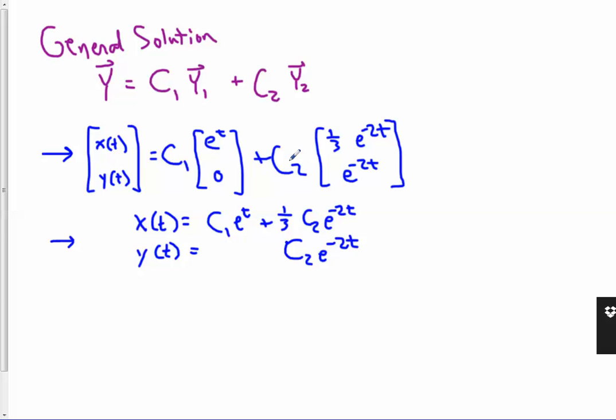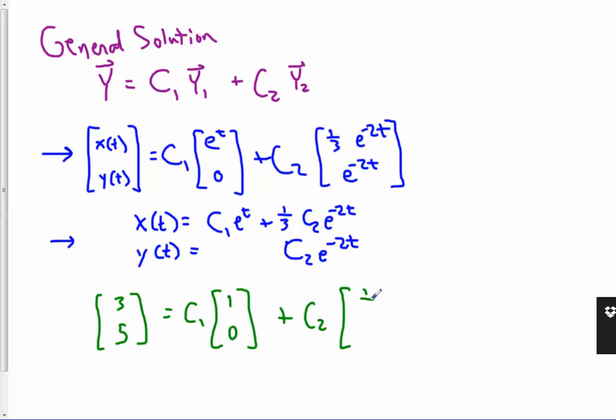C1 and C2 can be found to get 3 and 5. So let me show you that. I want the answer to be 3 and 5. And that'll be C1 times, and again, when I plug in 0, I get 1, 0 here, and I get 1/3 and 1 here.